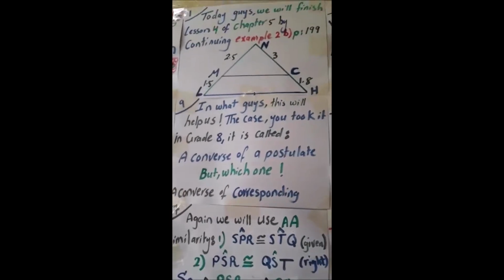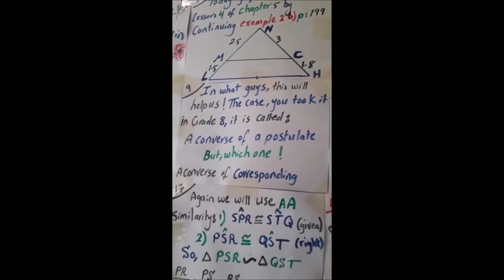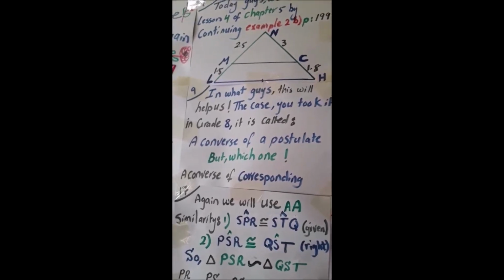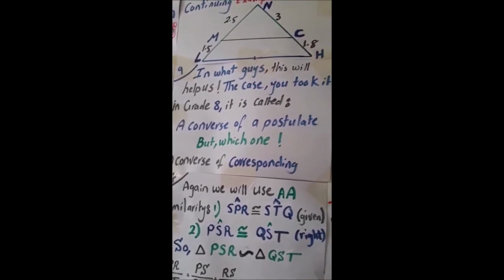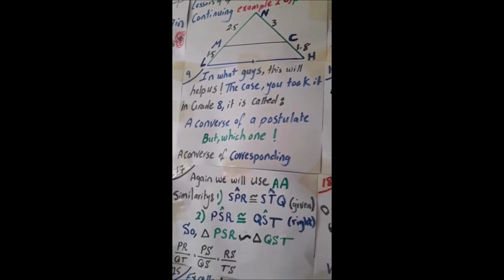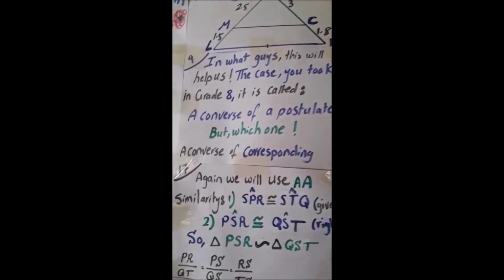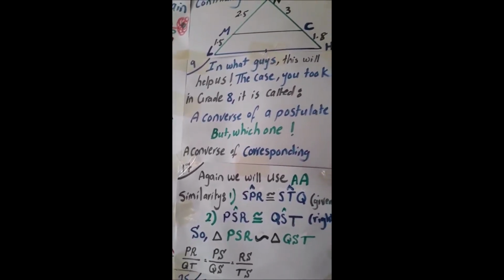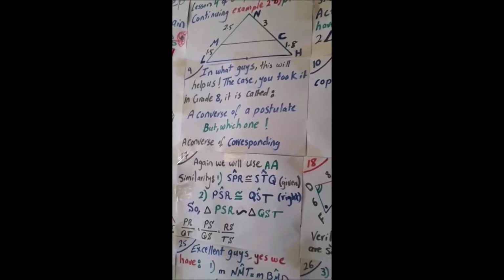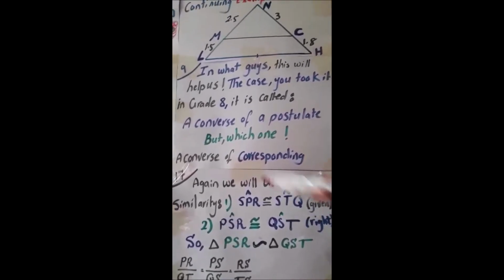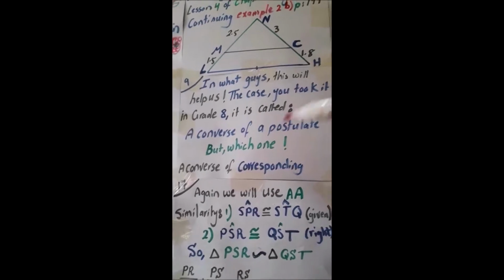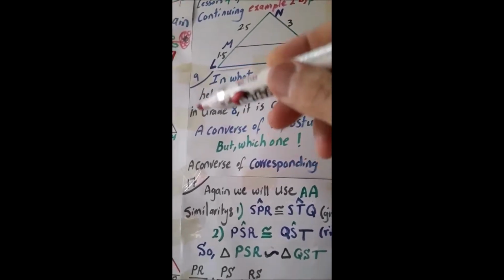So guys, this will help us. The case you took in grade 8, if you remember it, is called the Converse of the Postulate. If you focused, you took this one in grade 8, in chapter 5, and we call it the Converse of the Postulate. It was the converse of corresponding angles to prove any two coplanar lines are parallel.